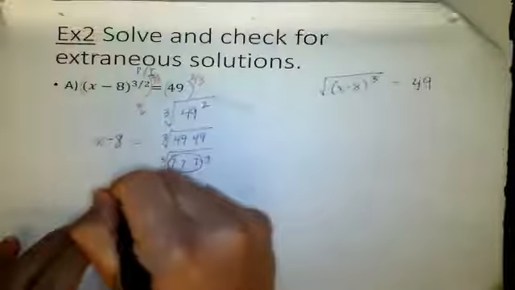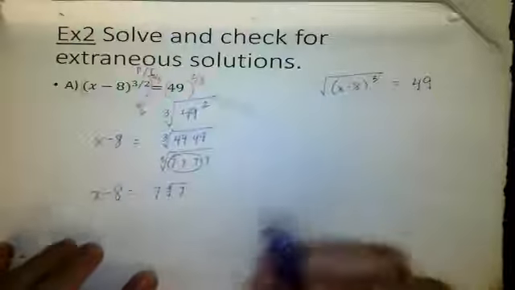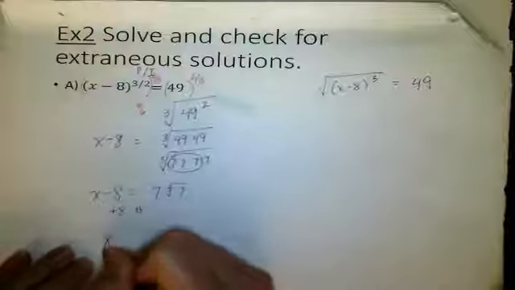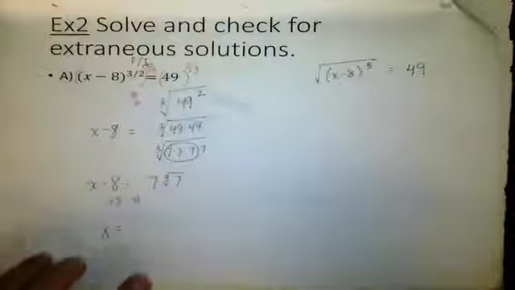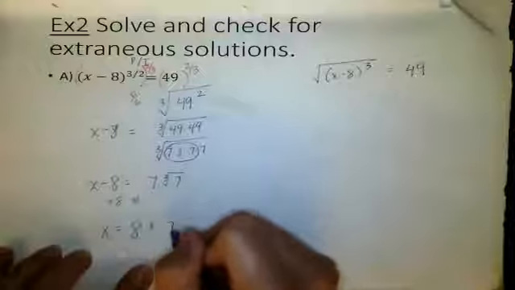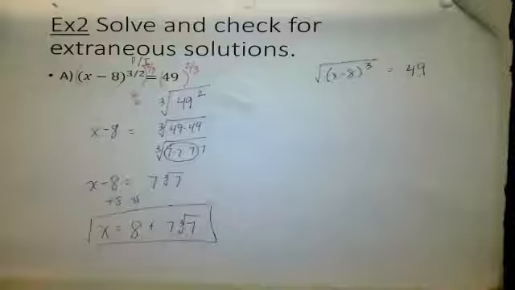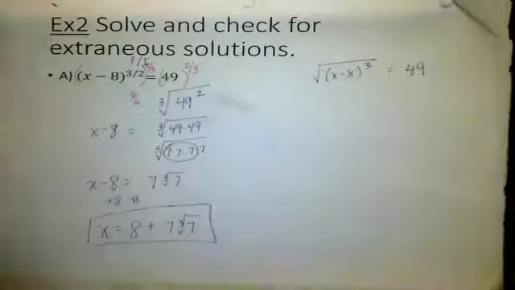Okay. Now, how do you get x by itself? Add 8, add 8. Okay. So does that become 15 cube roots of 7? No, it becomes 8 plus 7 cube roots of 7. And I do want to check that answer. And I can.